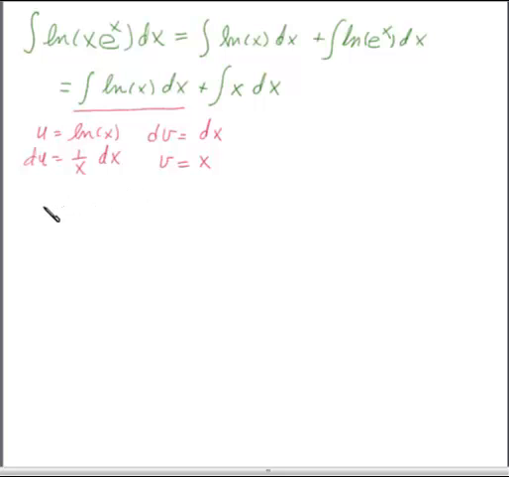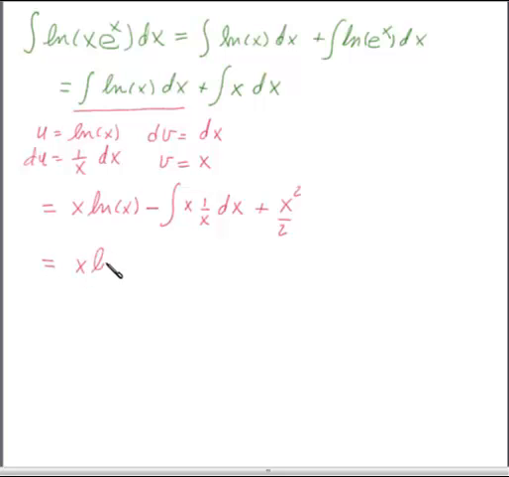So now I can rewrite this integral as uv, so that's x natural log x, minus the integral of v du, 1 upon x dx, and then don't forget we got this piece out here. What's the integral of x dx? That's a power function, so that would be x, increase the exponent by 1, divide by the new exponent. Eventually I'm going to have to add a c, but I'll hold off on that for a second.